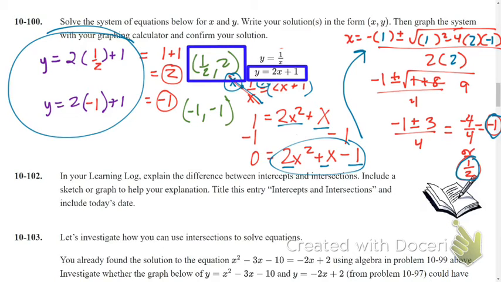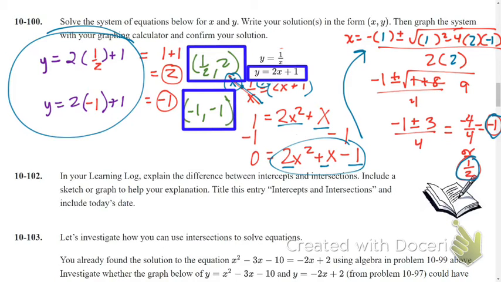So the intersection of those two graphs is at 1/2 comma 2. And when I plugged in a negative 1 for x, I got an answer of y equals negative 1. So the other point of intersection is negative 1 comma negative 1.